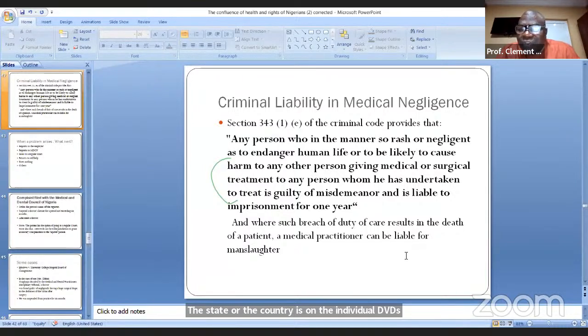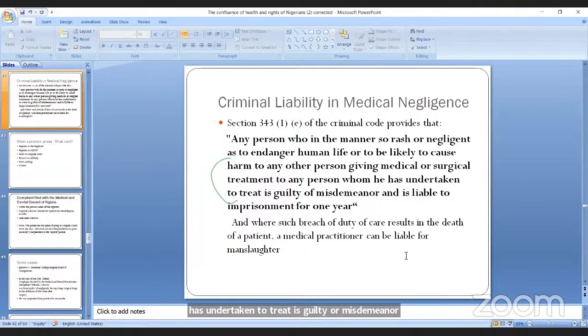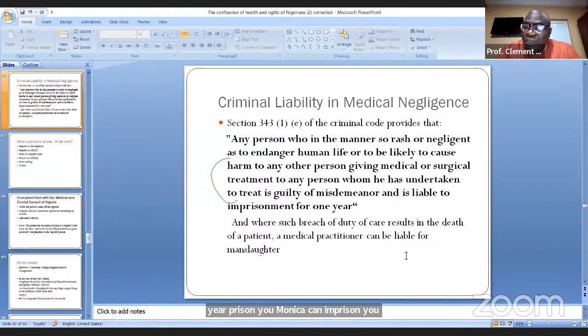So most times doctors don't have criminal charges against them, especially if you go to do abortion or you were negligent or reckless. That's why it says any person who in a manner so rash or negligent as to endanger human life or to be likely to cause harm to any other person, giving medical or surgical treatment to any person whom he has undertaken to treat, is guilty of misdemeanor and is liable to imprisonment for 1 year. They can imprison you. Medical council cannot imprison you. Medical council cannot impose a fine, but the court can imprison you. The court can impose a fine.